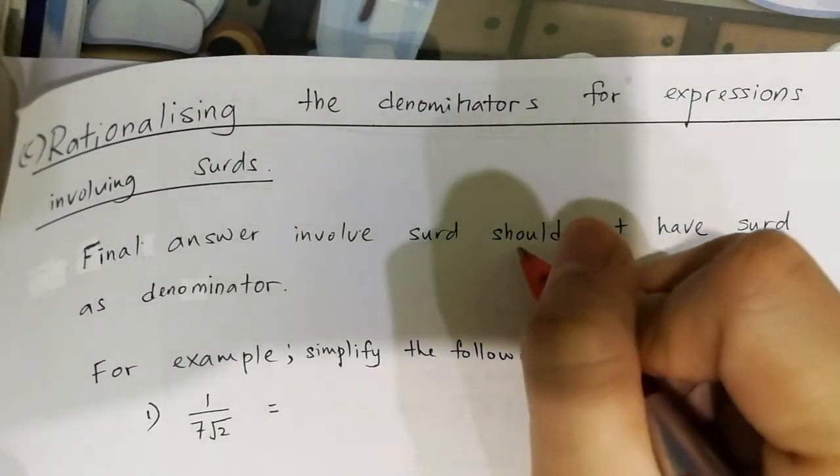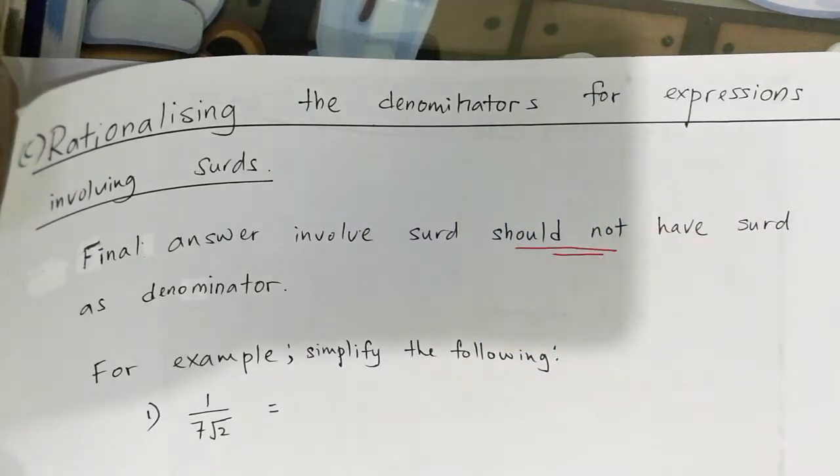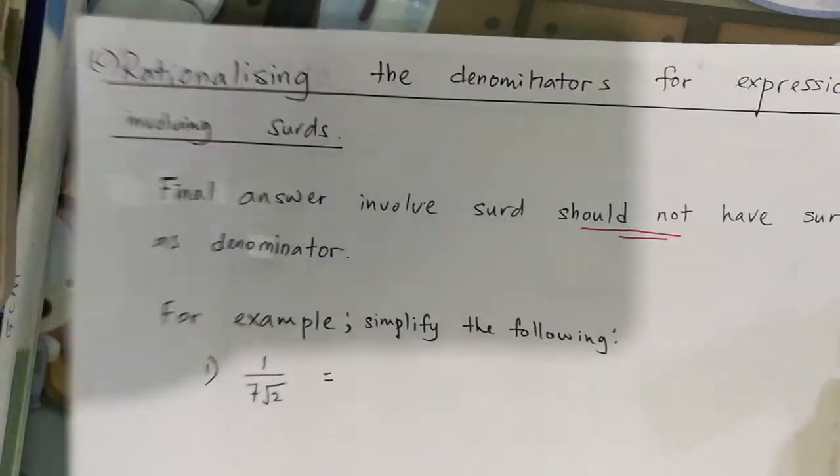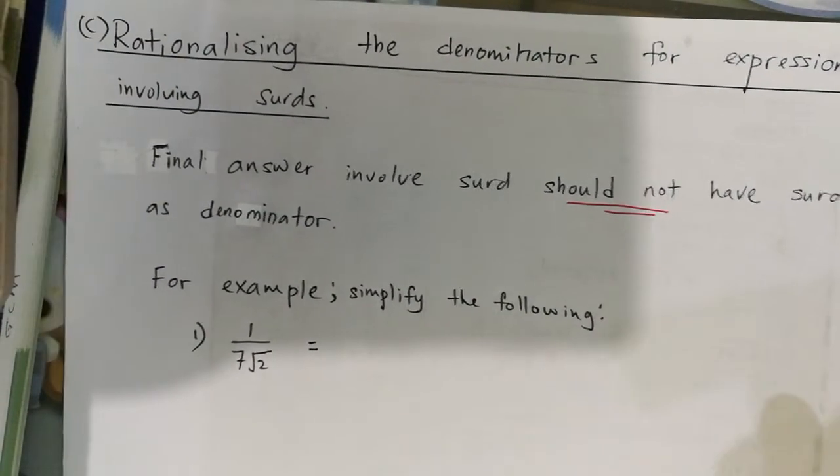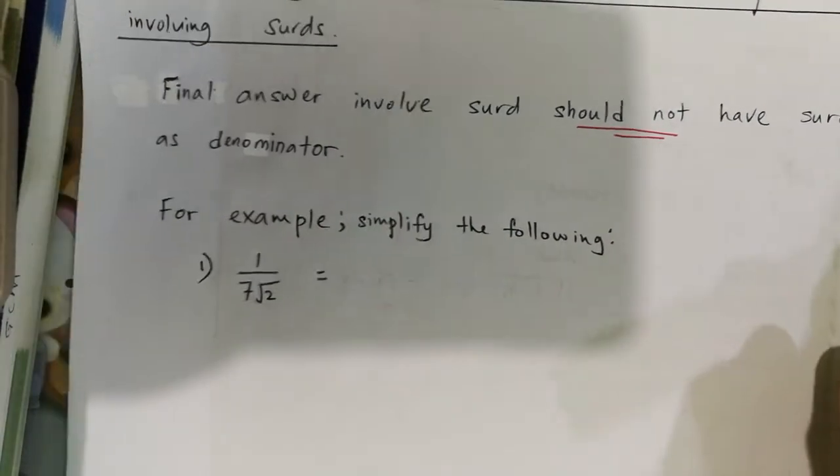the surd as the denominator. We shouldn't have. So that means we have to think of a way to remove the surd at the bottom, or at the denominator. Okay, so how?